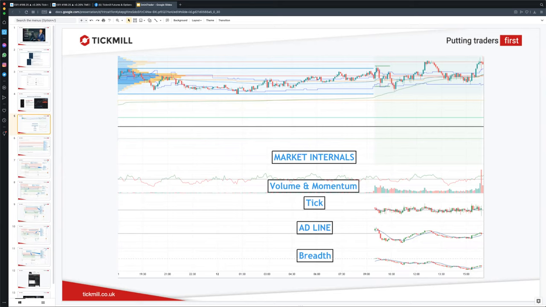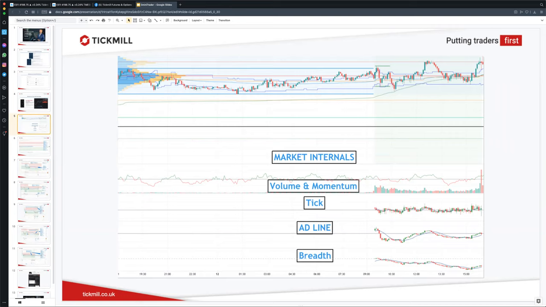If on the open, you can continue to see the AD line moving plus 500, plus 700, plus 900, this is a sign of market strength. If, however, the market is moving higher, but the AD line is moving lower, a divergence has occurred and could be a sign for a market reversal.